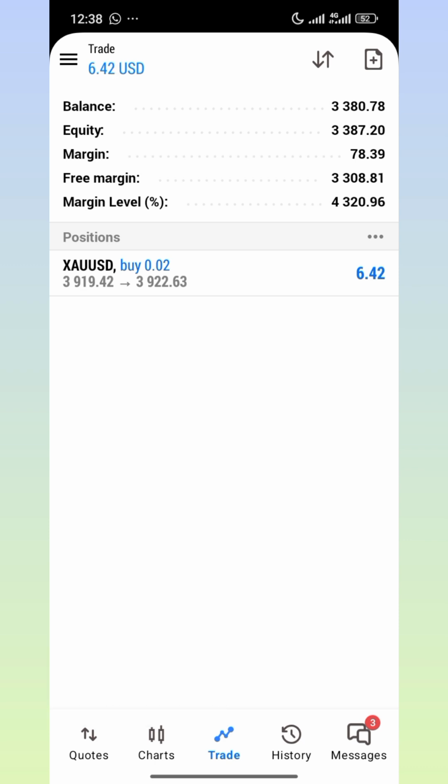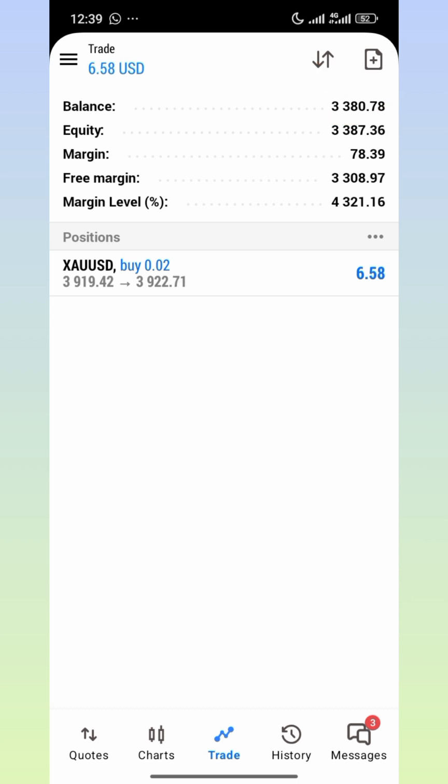Alright, so we'll be starting with the balance. What is balance? Balance is the money you deposit. Once you deposit money into your brokerage account, that is your balance. It's going to appear right here where the balance is.